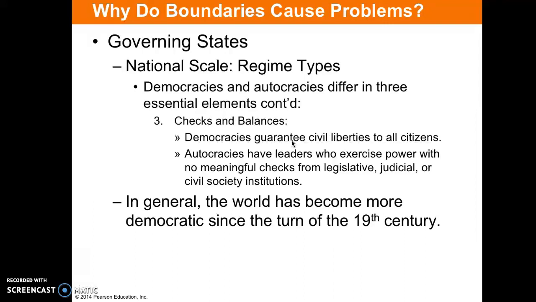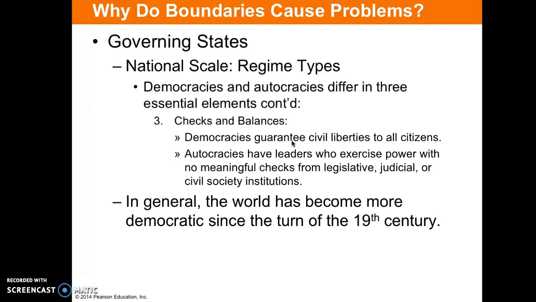And democracies have a system of checks and balances. The system of checks and balances guarantees civil liberties to all citizens. Autocracies have leaders who exercise power, but they have no meaningful checks from legislative, judicial, or civil society institutions. So in an autocracy, your leader wouldn't fear the courts, wouldn't respect the courts, wouldn't respect the state representatives or the Senate, and wouldn't fear civil liberties groups.